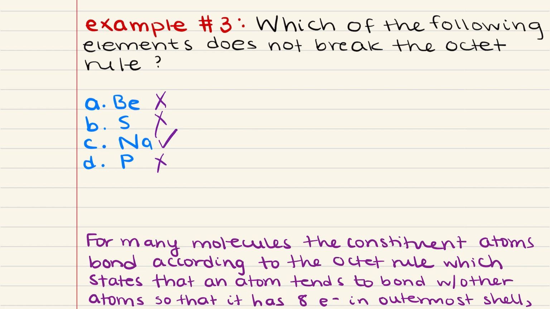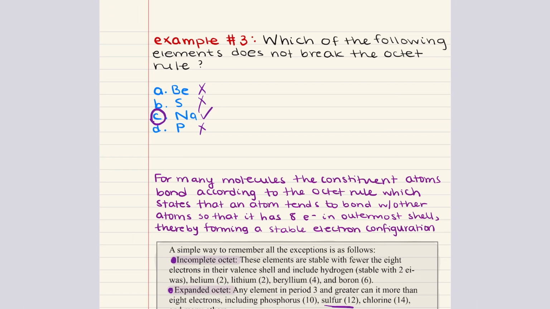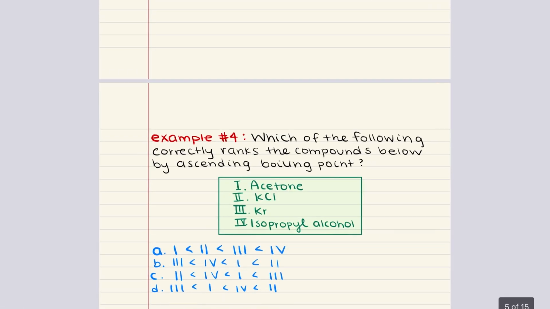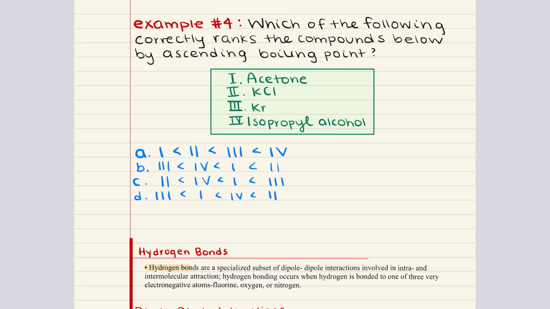So connecting this information back to the question, we're looking for an element that does not break the octet rule, and the answer here is going to be sodium. Sodium does not break the octet rule. Problem 3 is C. Let's go ahead and do problem 4.